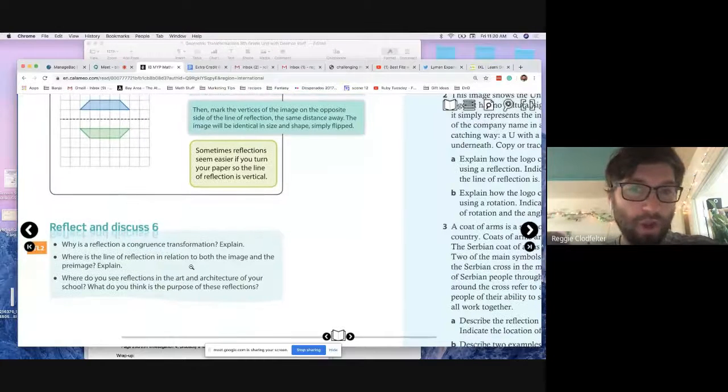Okay, next up we'll go with Mark. Where is the line of reflection in relation to both the image and the pre-image? Explain.